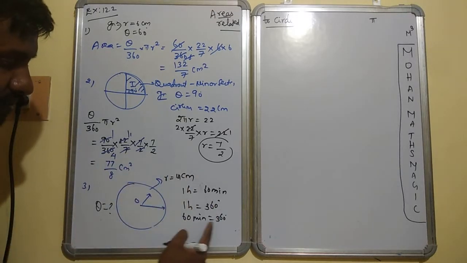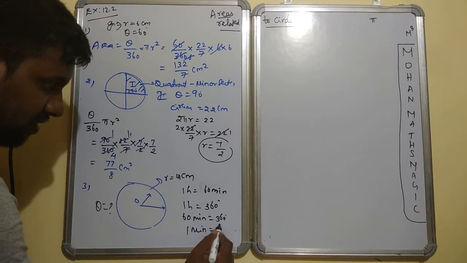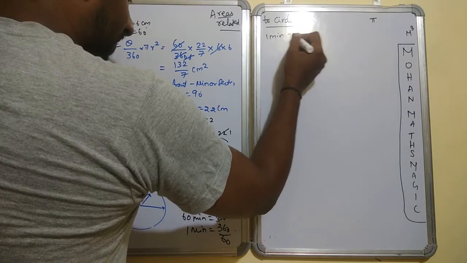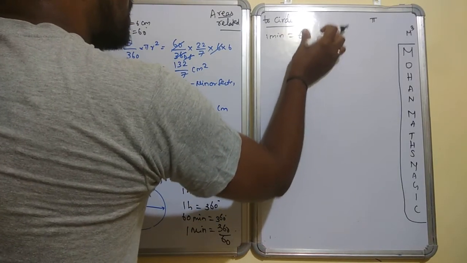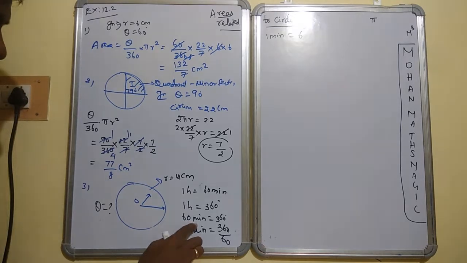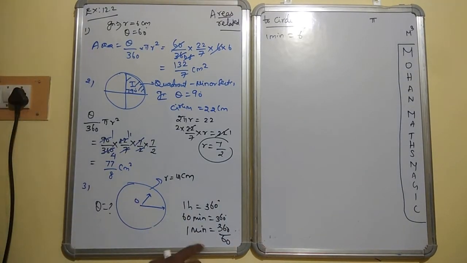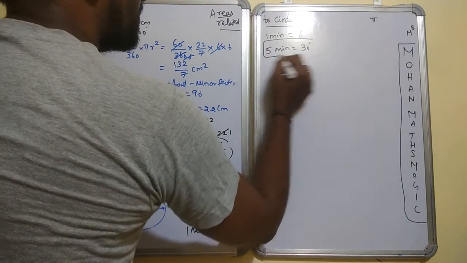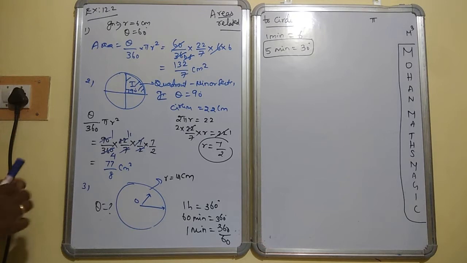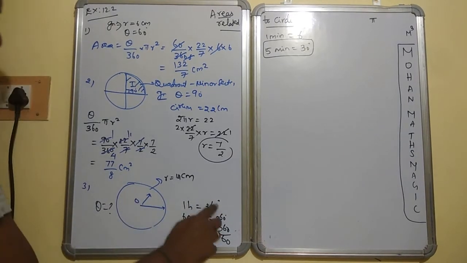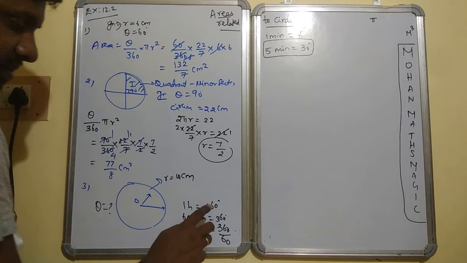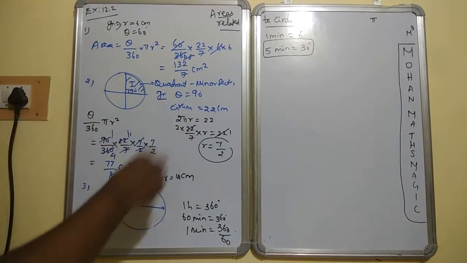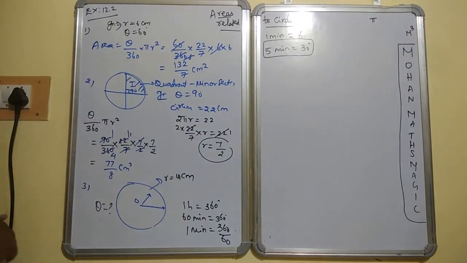1 hour is 60 minutes and 360 degree, so 1 minute equal to 360 by 60. So 1 minute equal to 6 degree. 60 minutes is 360 degree, so 1 minute is 6 degree. How many minutes do I need? 5 minutes, so 30 degree. 6 into 5 is 30 degree. So now I repeat one more time. 1 hour is a full circle, 360 degree. 1 hour is 60 minutes. 60 minutes is 360 degree, so 1 minute is 6 degree. They asked us to find for 5 minutes. 5 minutes is 30 degree.